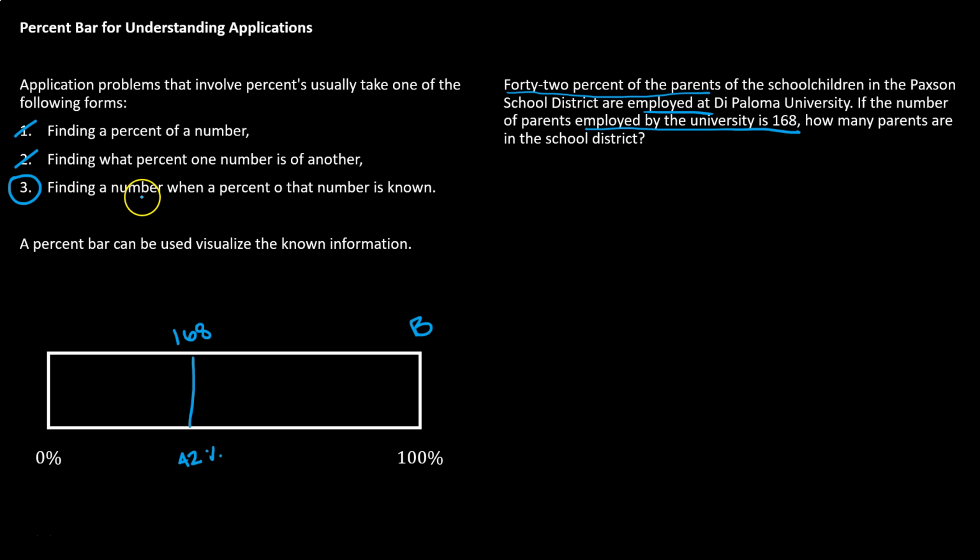We're finding a number, so this is the number we're looking for, when a percent of that number is known. So we know 42% of this number is 168. And we can again use that part over base equals n over 100 proportion to solve this. The part is 168. The base is the number that we don't know. N is the percent that we do have, which is 42. And we put 100 to represent that we're talking about that percent.